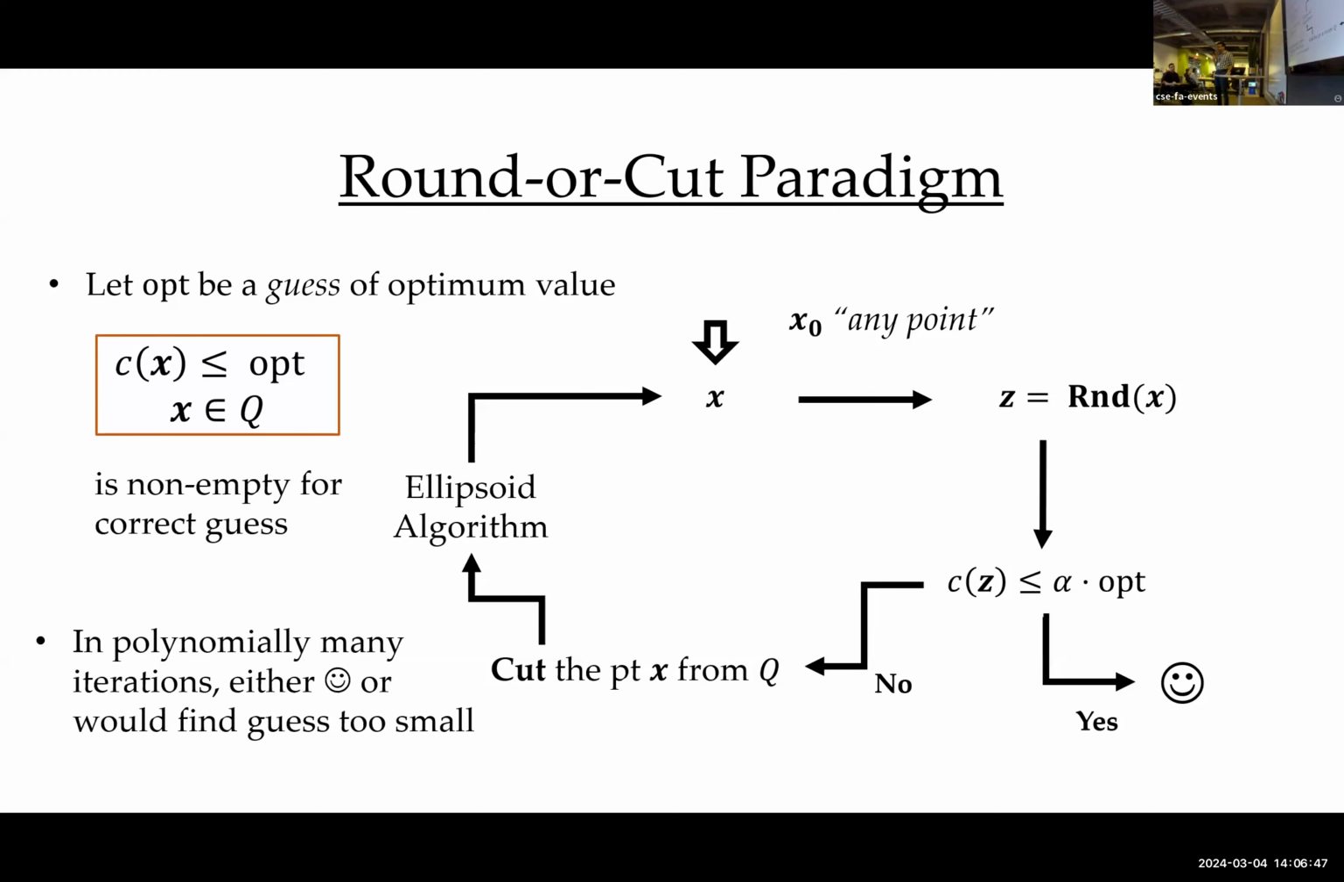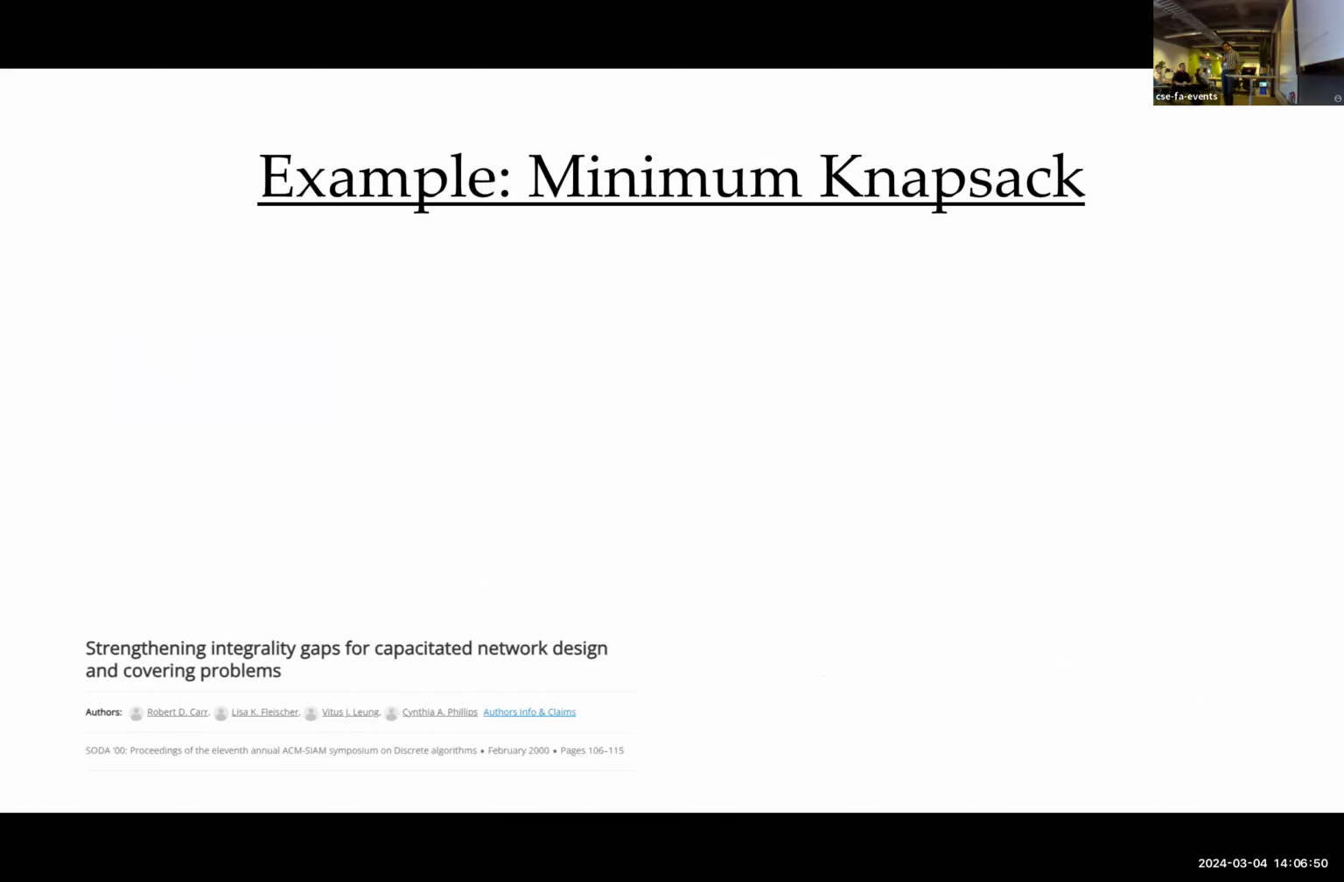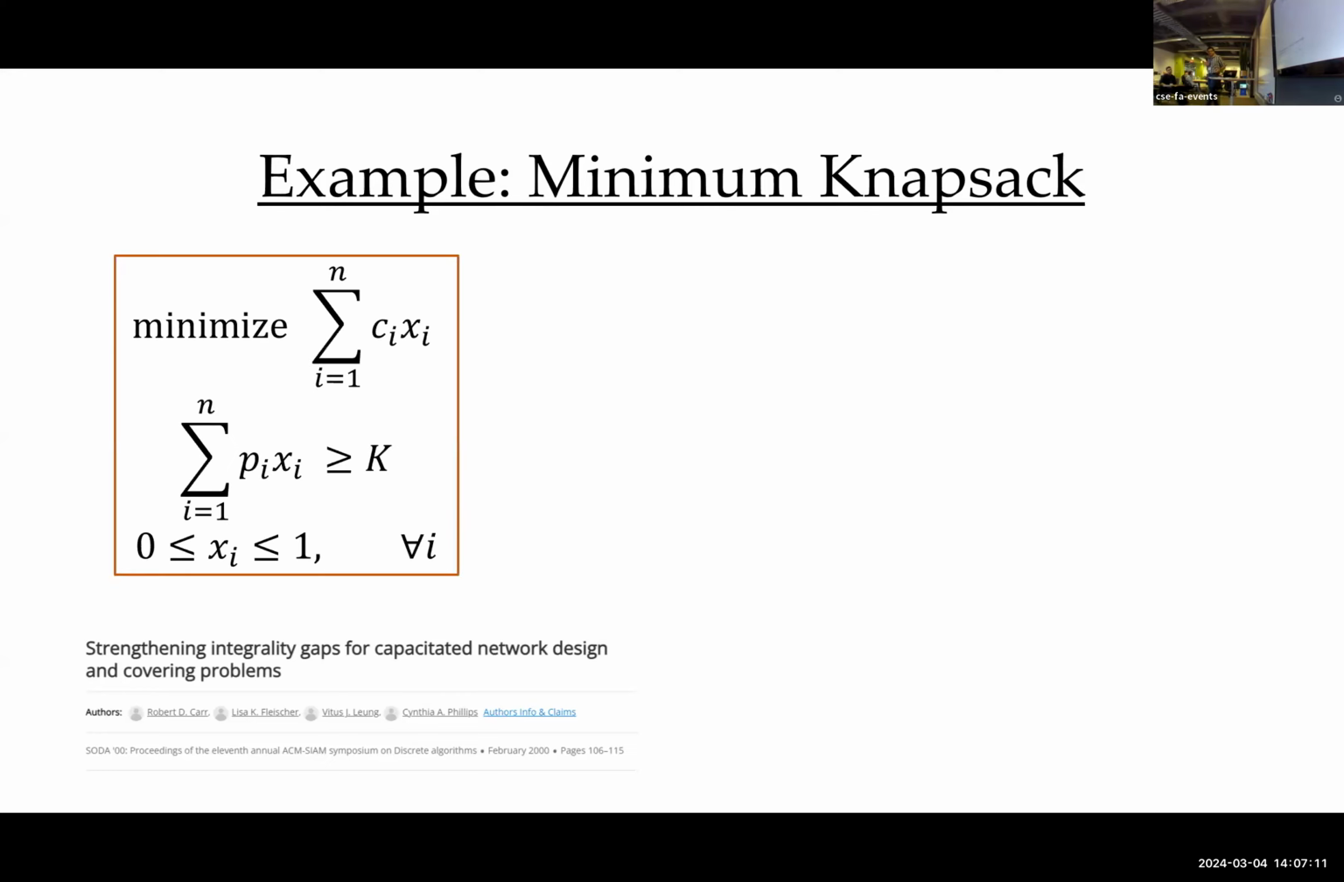So this is again a work that is well known to many in this audience. It was a paper by Carr, Fleischer, Leung, and Phillips from 2000. It had many things, but it used a toy example, which I think illustrates the power of this method. It's a minimum knapsack problem. So the problem actually has an integrality gap, but let's use it to get a 2-approximation. Let's begin with this natural LP relaxation.